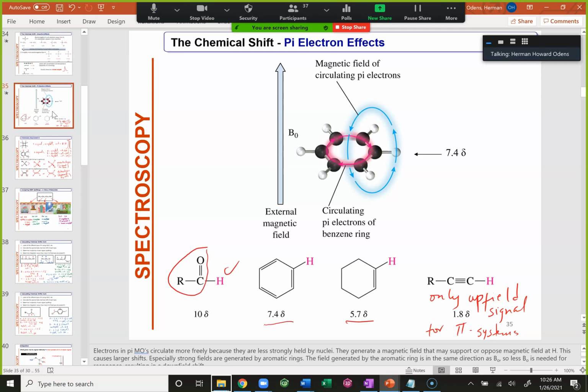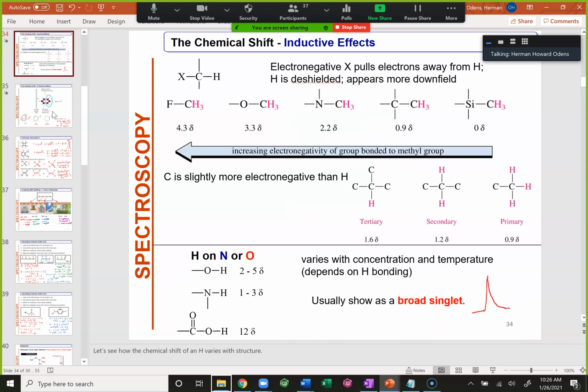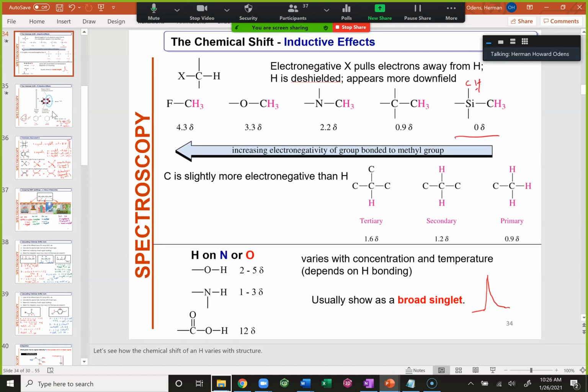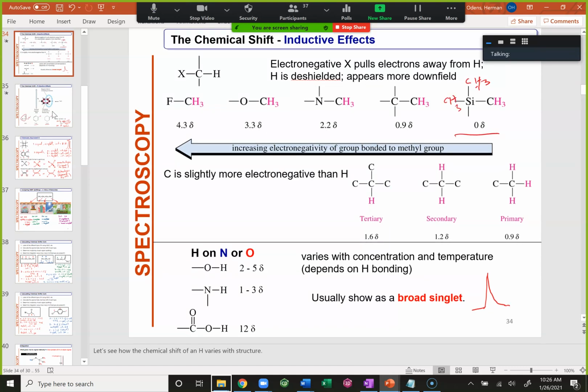All right. Remember TMS? The TMS signal was at 0. That's our benchmark signal. And it has 4 CH3 groups here attached to that silicon. All right. So all of them offset each other, and they have the same values, and it is marked at 0.